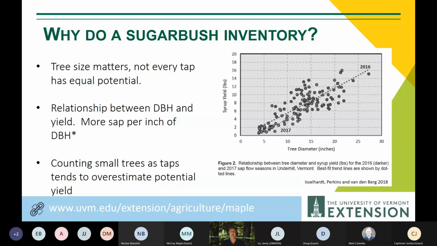And this can have a real impact if you're working with a lender to get money to do this layout, and your yields are based on a certain amount of sap production per year. If you're calling every tap estimating it's going to have a certain yield, if some of those taps or a good proportion of those taps are in small trees, you are probably never going to hit that estimate.